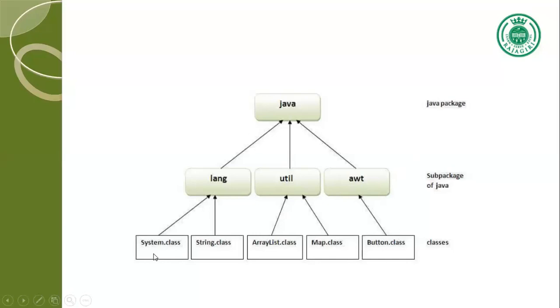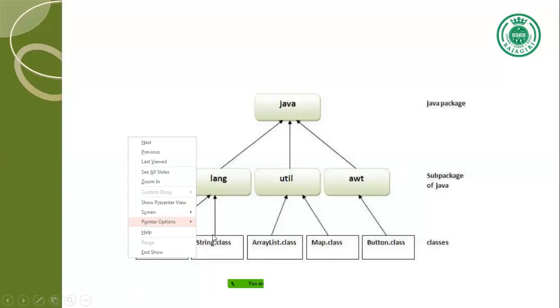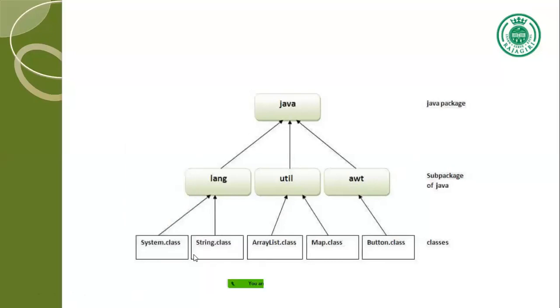Now, in each class, you will again have a hierarchy. In each class, you will have things called methods. System will have methods, String will have methods, ArrayList will have methods, and so on. So this is how the hierarchy goes. You'll have package, sub package, classes, and then methods.